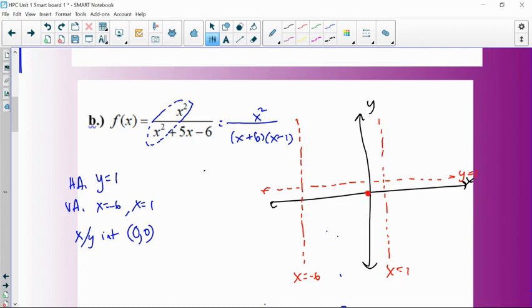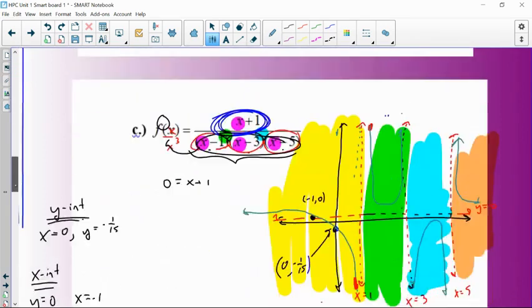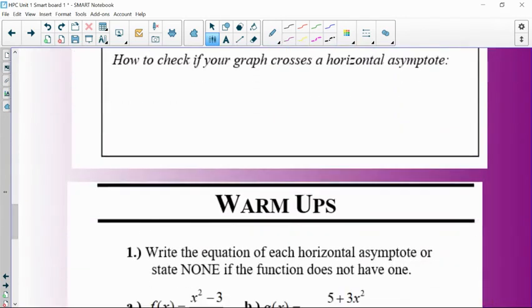Now, we can't really tell by looking at the numerator, like we did in the previous one, when that was 0, it was easy to see across the horizontal asymptote because the horizontal asymptote was 0. But in general, there's a question that says, how do you know if your graph crosses the horizontal asymptote? So here's how you check. You have to set the function equal to the asymptote and solve.